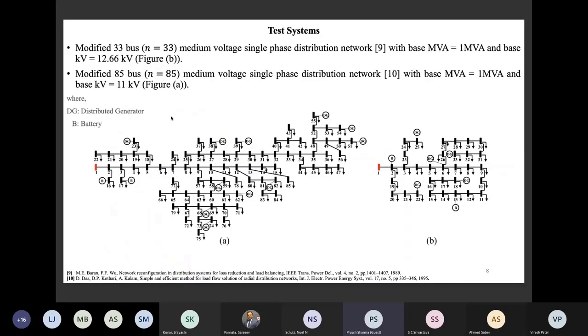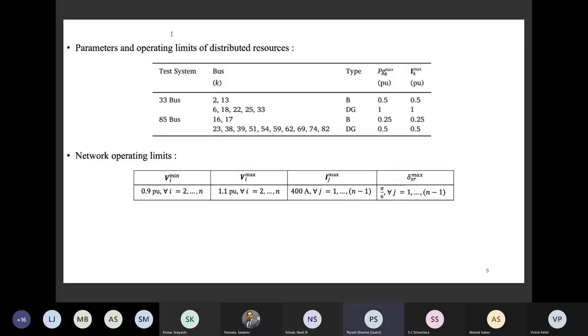We tested our continuation optimal power flow approach on two different test systems, a 33 bus distribution network and an 85 bus distribution network, which we modified by placing various resources, distributed generators and batteries, at different locations. Now, these locations have not been chosen optimally because the main concern of this research was to obtain an aggregate flexibility curve instead of determining the optimal location of these resources. We have assumed that the distribution networks are adequately equipped with distributed generators. These are the parameters and operating limits of distributed resources, and the network operating limits.